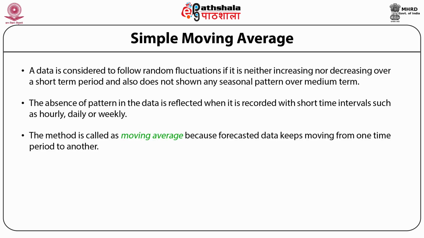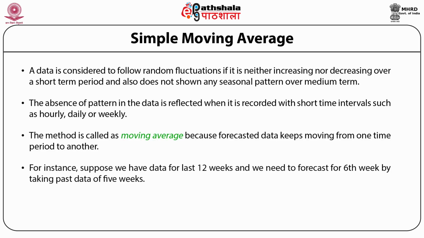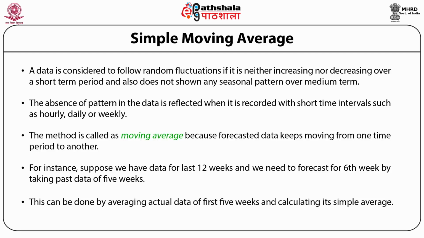The method is called moving average because forecasted data keeps moving from one time period to another. For instance, suppose we have data for last 12 weeks and we need to forecast for 6th week by taking past data of 5 weeks. This can be done by averaging actual data of first 5 weeks and calculating its simple average. Similarly, forecast for 7th week would require data of past 5 weeks, that is from 2nd to 6th week, and in same fashion, data keeps on moving by leaving the earliest week and adding the most recent week data.